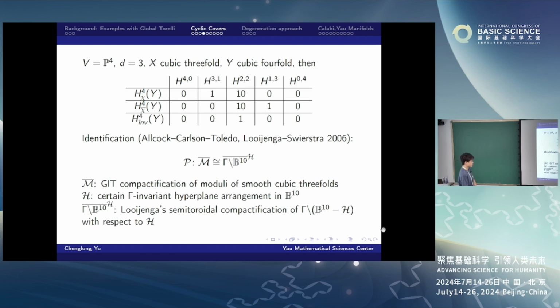So let me explain a little bit more. In this compactification, when you consider the moduli space of all the smooth cubic fourfolds and consider the period map, it's not surjective. So you will miss some hyperplanes.